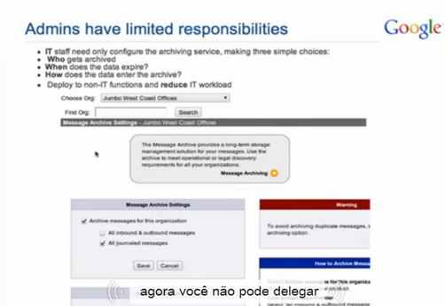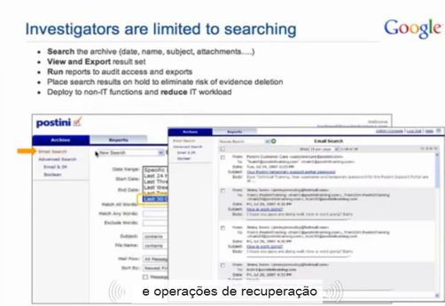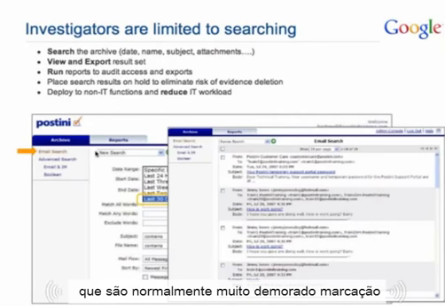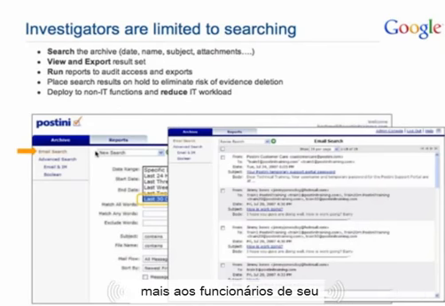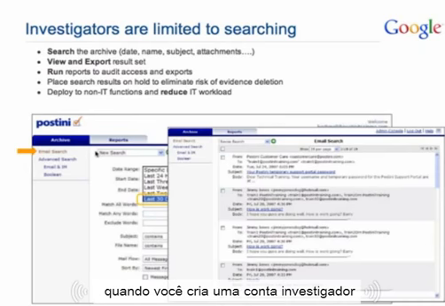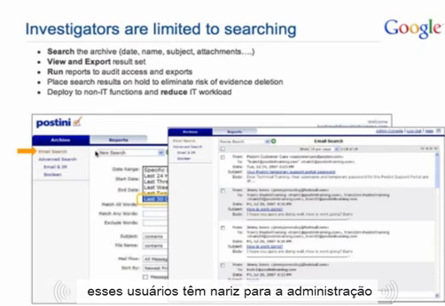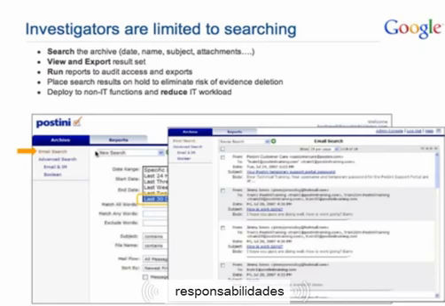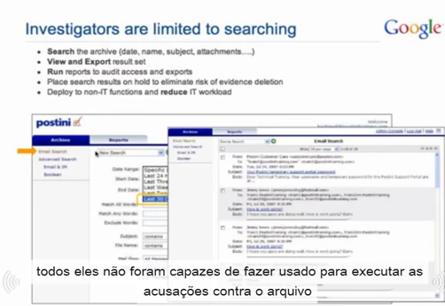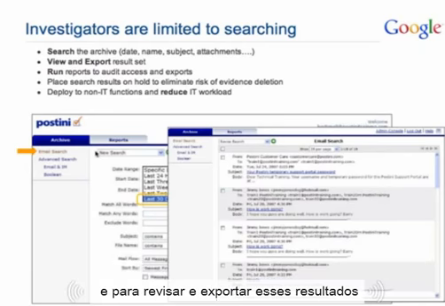Now you can delegate the search and retrieval operations, which are typically very time-consuming and unscheduled, over to those employees of yours who in fact need access to that data. When you create an investigator account, you're granting access to a user who may not be a system administrator. These users have no system administration responsibilities. All they're enabled to do is to perform searches against the archive and to review and export those results.